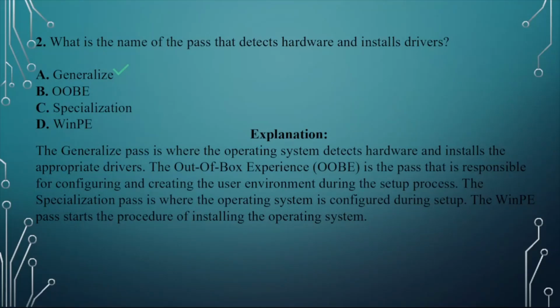The specialization pass is where the operating system is configured during setup. The WinPE pass starts the procedure of installing the operating system.